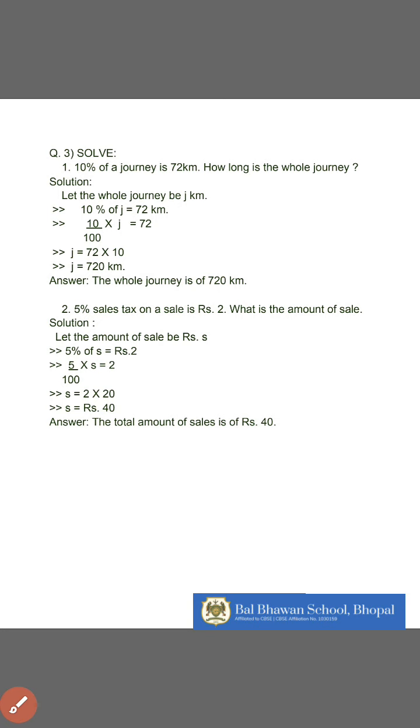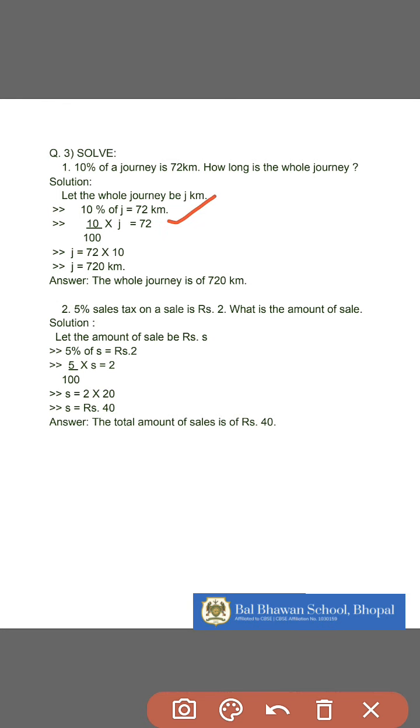Now let us solve the word problems related to application of percentage. Here, 10% of a journey is 72 kilometers. How long is the whole journey? So let us assume that the whole journey be j kilometers. So therefore 10% of j is 72.